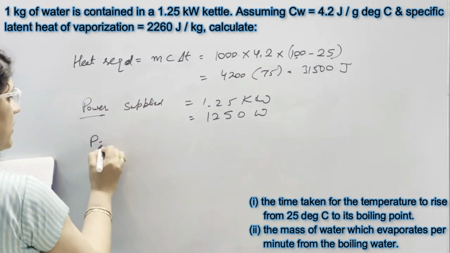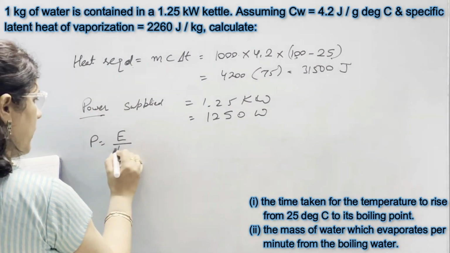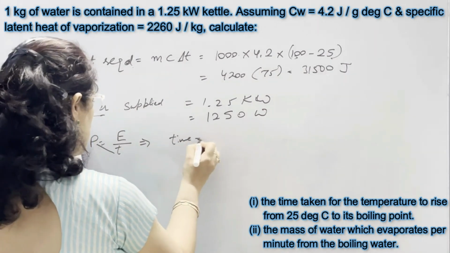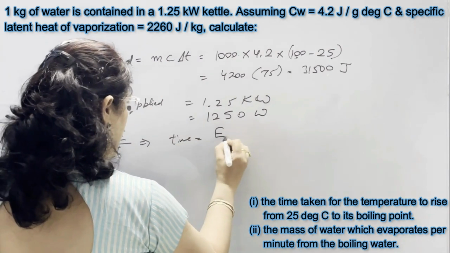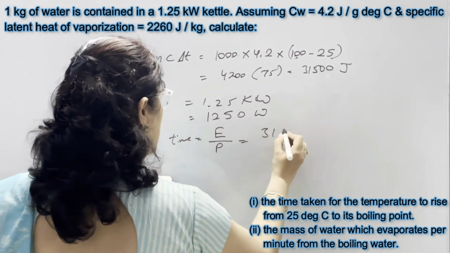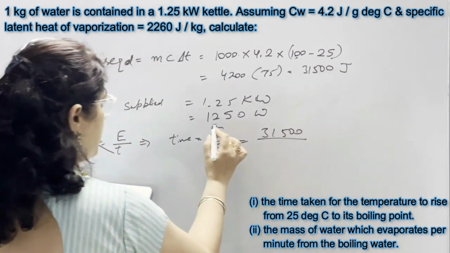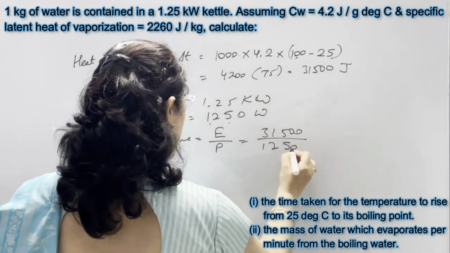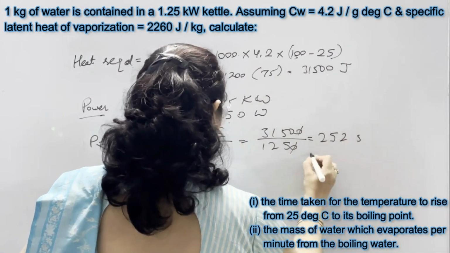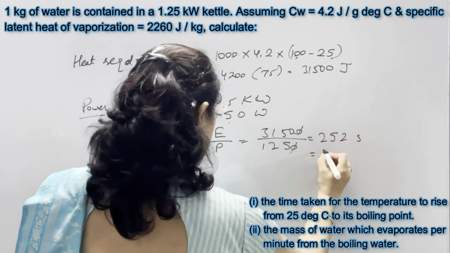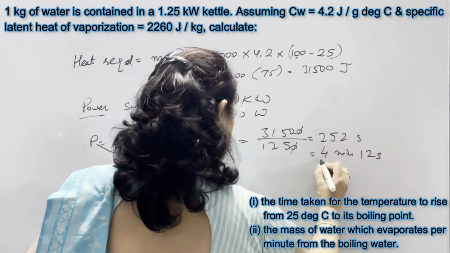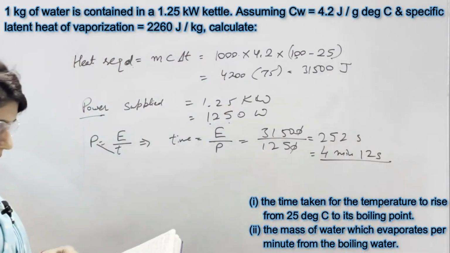Now we know that power is equal to energy upon time. But here we need to calculate time. So time is equal to energy upon power. Now energy we have just calculated, 31,500, and power of kettle is 1250. It means we will get 252 seconds, or converting to minutes, 4 minutes and 12 seconds. This is the time taken.